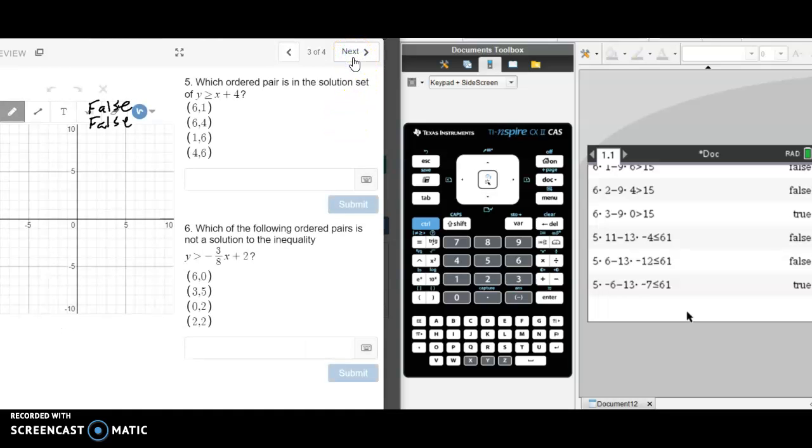Now when we get to 3 and 4, it's a little bit different, but make sure you put the Y and the X where they go. Number 5 is a solution, so you're looking for true. Number 6 is not, so you're looking for false. Make sure you keep that straight.